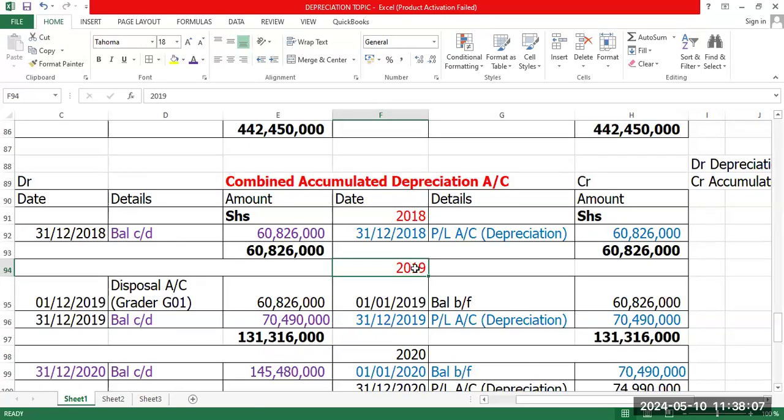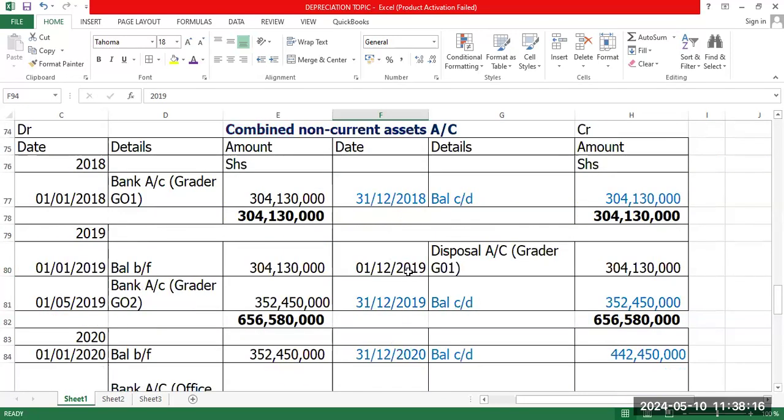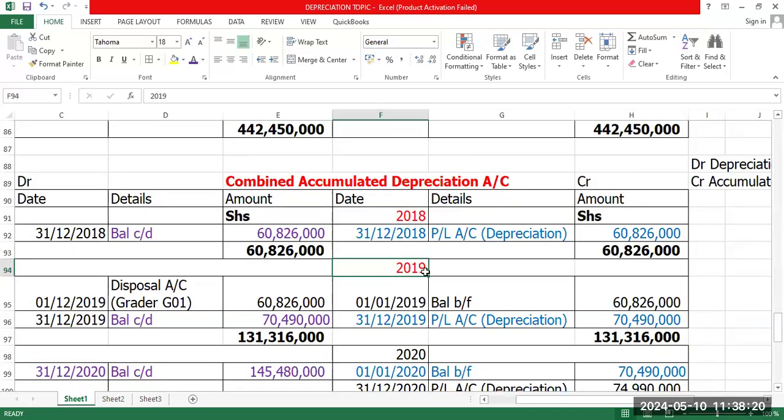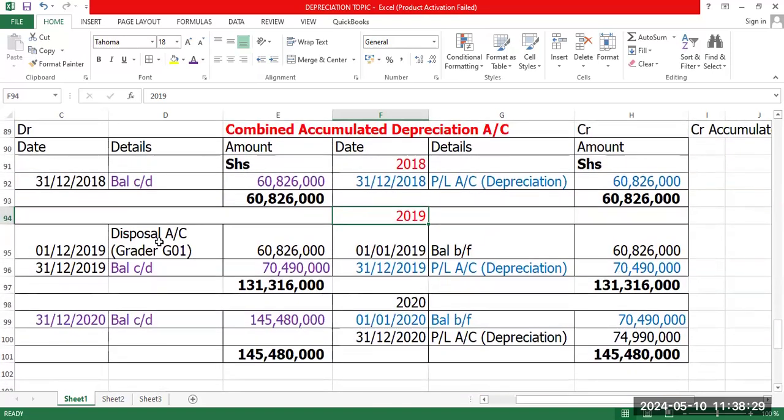You must work hand in hand. The years must be corresponding. Don't mix years. Here we picked the value for 2019. Also here you must be interested in 2019. And in 2019, ask yourself, in this account, do you have the word disposal account? And the answer is yes. And you see that it is on credit.